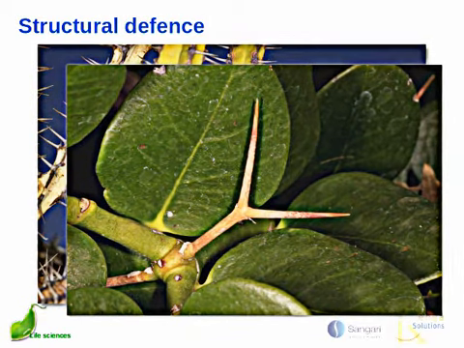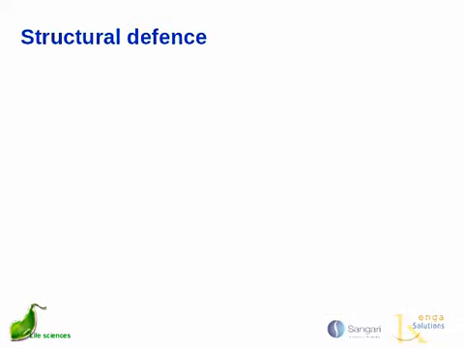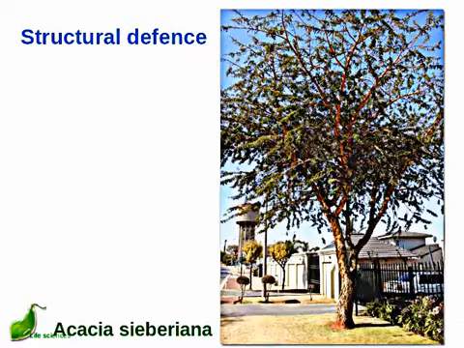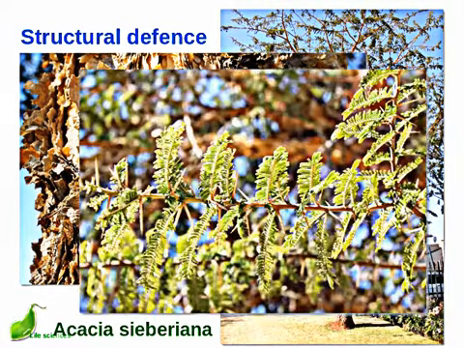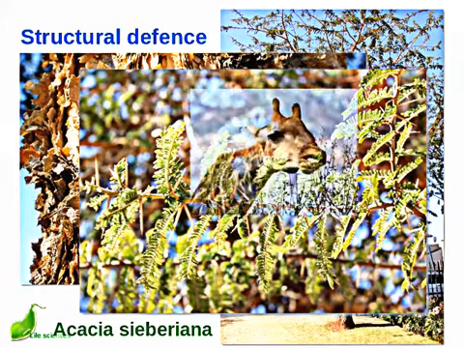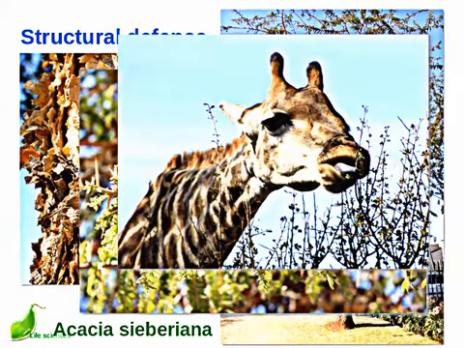Now, there's a really good example of this, and it's often used in textbooks, and that is the paperbark thorn tree, Acacia siberiana. It's found in woodland, wooded grassland, and along riverbanks in South Africa, and in many other parts of Africa. And there is one just down the street from where I live, so I managed to take this picture of it. Now, its bark is very loose and papery, so it's easy to recognize if you see one. Its branches have some pretty nasty thorns on them. But even so, giraffe like to eat them.